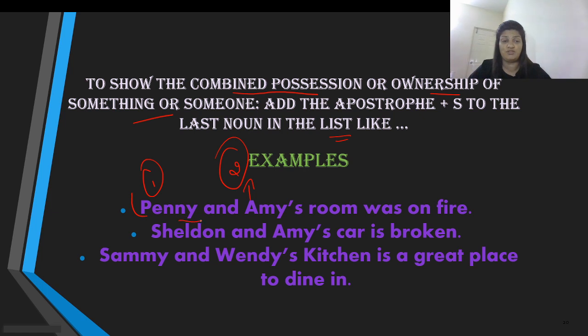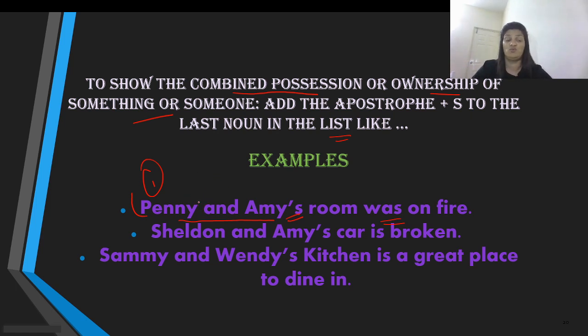And now you have to show possession of something which belongs to both of them, Penny and Amy both. So in this situation, you add the apostrophe to the noun which is at the end, as in Penny and Amy's. You wouldn't add the apostrophe here. You can, though, but in case you do that, it means that you are trying to say that Penny... Now this statement says Penny and Amy's room was on fire, right? Now this means that both of them were in the same room and the room was on fire.